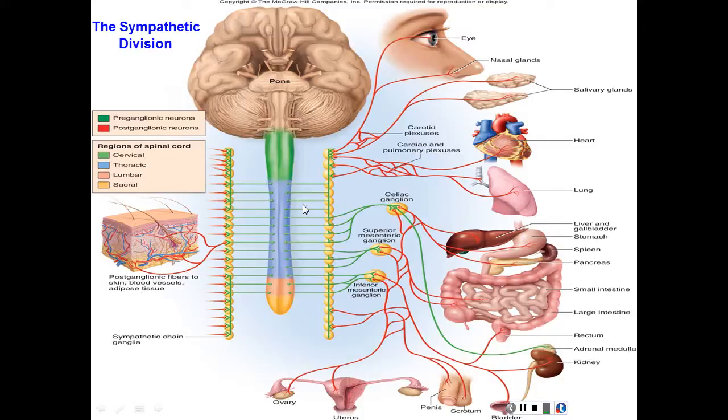T3 to T6, and then the abdomen is from T7 to T11, thoracic 7, thoracic 11, and the lower limbs from thoracic 12 to lumbar 2.